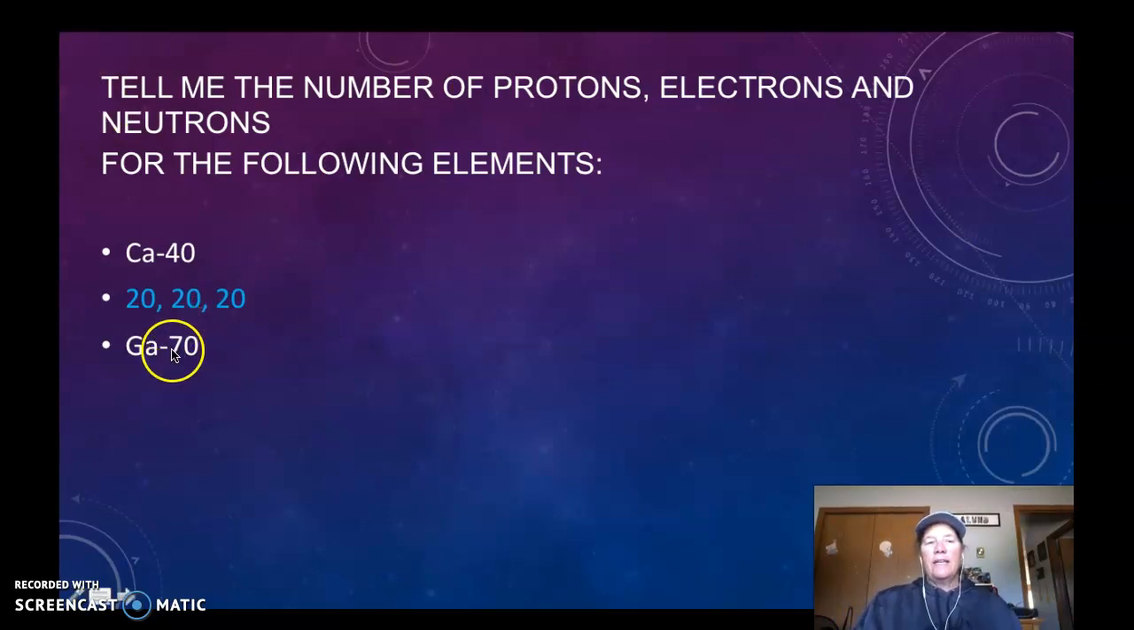Okay, gallium. Gallium is 70. So you look on your periodic table. I got to find my periodic table. And gallium's number is 31. So it has 31 protons, it has 31 electrons, and so I take 70 minus 31 to get 39, okay? So again, the protons and electrons equal the atomic number. That's the number on the chart, okay? To get this number, you take this number minus this number, and you get that number, okay? Because the atomic mass is made up of the protons and the neutrons, so if I know the total and I know protons, subtract them, I'll get the neutrons.